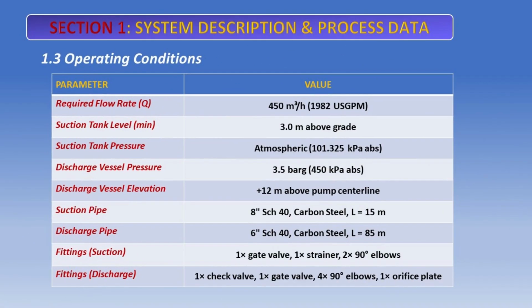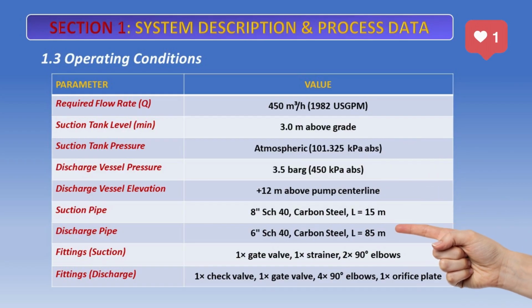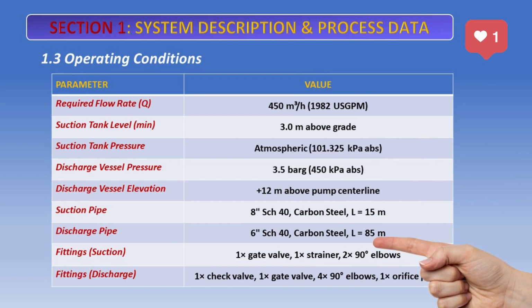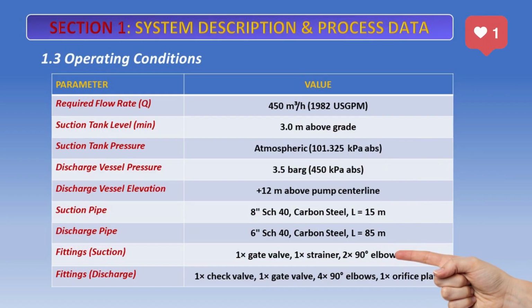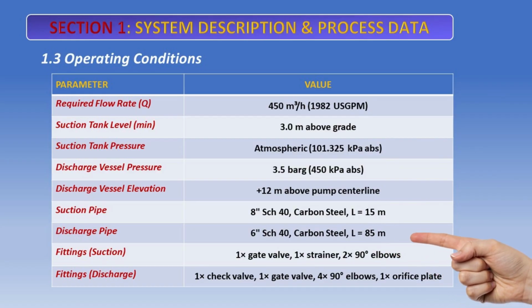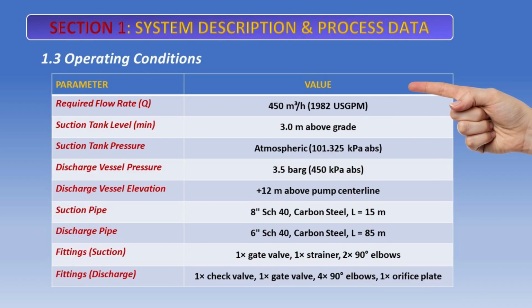overcome. Here are the specific operating conditions we will use for our calculation. The required flow rate is 450 cubic meters per hour, or just under 2,000 US gallons per minute. We have the atmospheric pressure at the suction tank and the higher pressure in the discharge vessel. The pipe lengths and fittings are detailed here. These are the components that will contribute to friction losses in the system. Note that the discharge line is longer and has more fittings, including a control valve and an orifice plate, which will be significant sources of head loss.